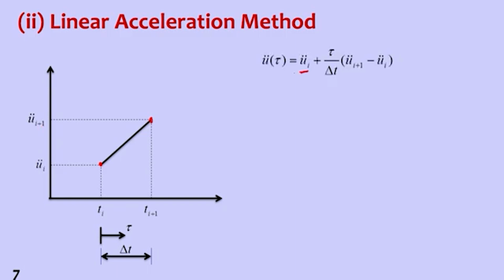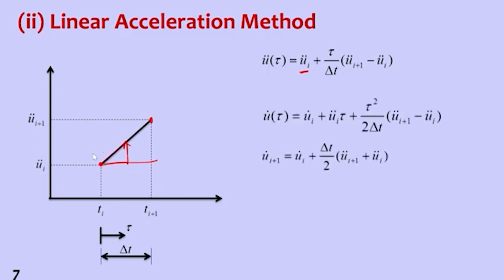So, the ith term acceleration will remain, as you can see in between this we need this value. That value can be found out by u double dot i plus 1 minus u double dot i, divided by delta t into whatever time is there. So, this is from similar triangles we can get it.